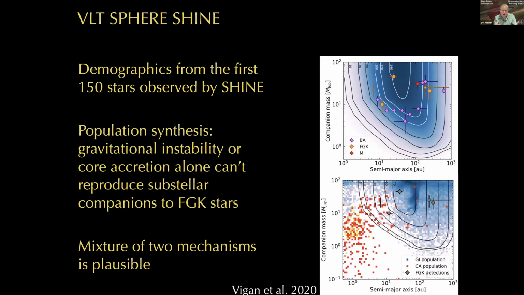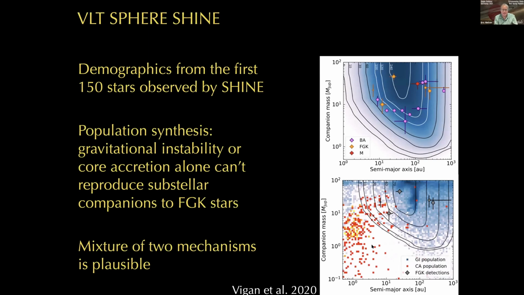They use a different technique, as Christoph mentioned. They looked at population synthesis tools to try to fit their observations. And when they try to fit planets and brown dwarfs around solar type stars, they find that the core accretion population synthesis by itself can't reproduce the results. The gravitational instability population by itself can't reproduce the results. Instead, they need a mixture of those two mechanisms.